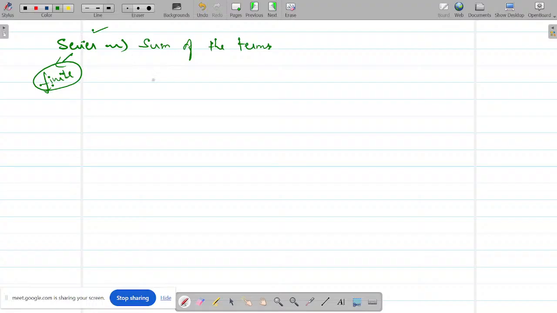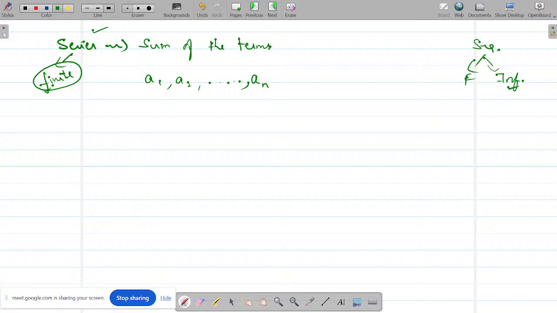So if I have A1, A2, it's finite. What do you mean by finite? Actually, we'll talk about 2 types of sequence: one is finite sequence and one is infinite sequence. You very well know what finite means: a definite end is there. What is infinite? No end. It goes on. So if I'm talking about finite sequence, then the last term is known, which is AN.